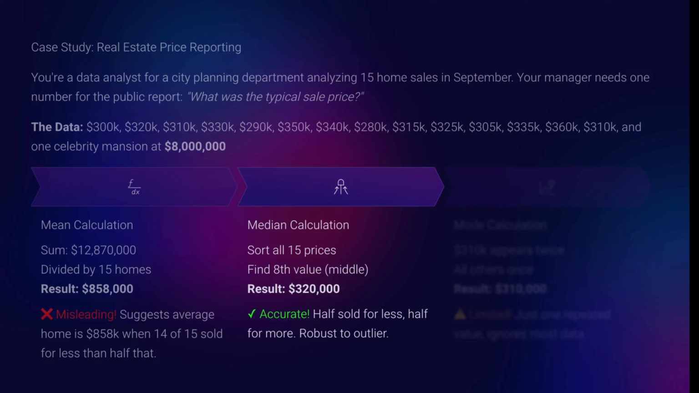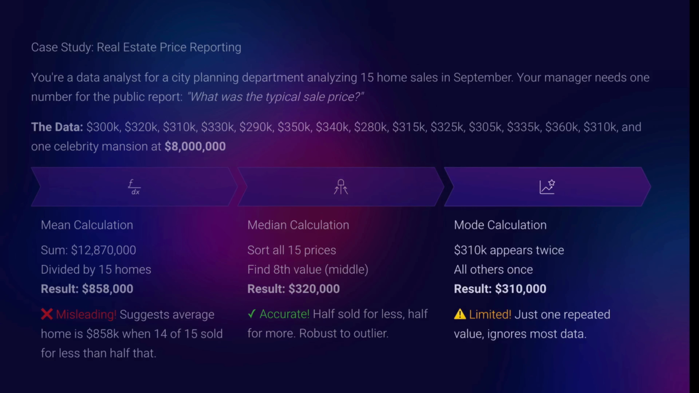Now, let's look at the median. Median here, when you sort all the 15 prices, find the eighth value, which is in the middle. It shows $320,000, which is accurate. Half sold for less and half sold for more.